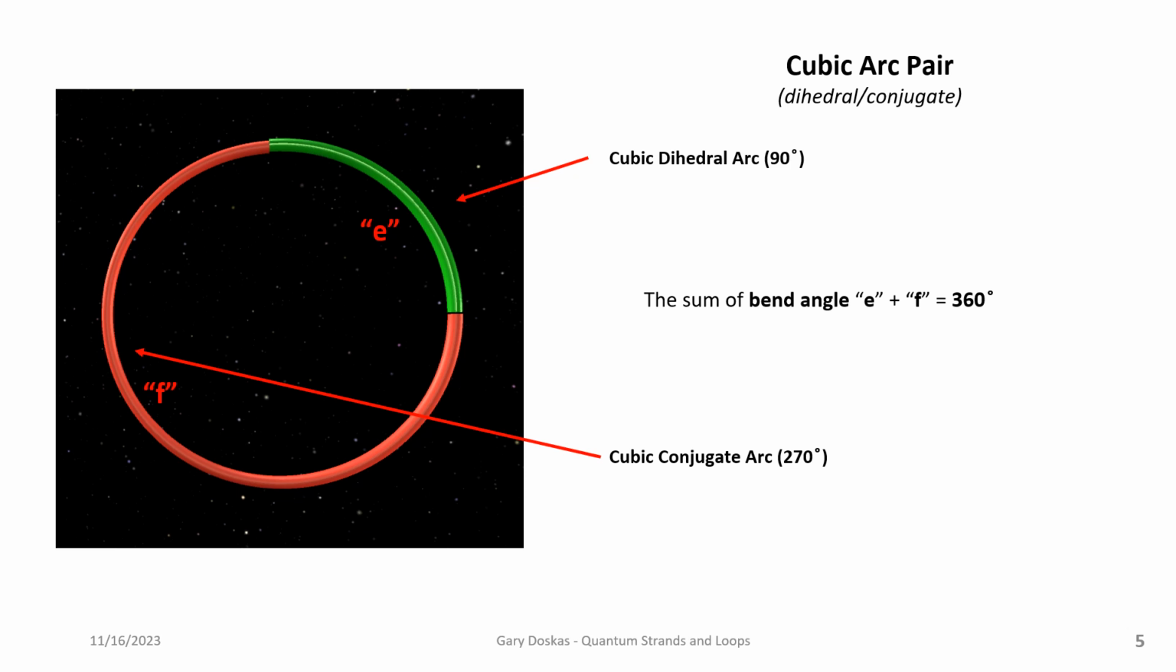This is a cubic arc pair that uses the dihedral angle of a cube and its conjugate angle, and the sum of bend angles E plus F is equal to 360 degrees.